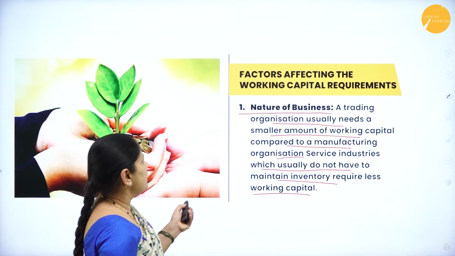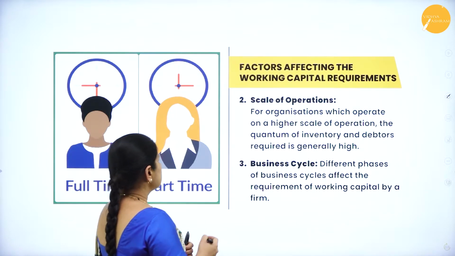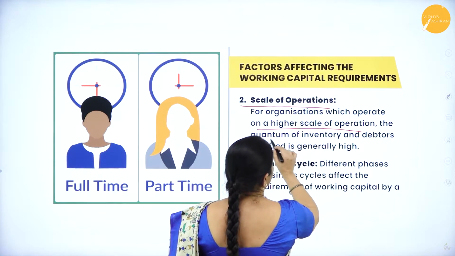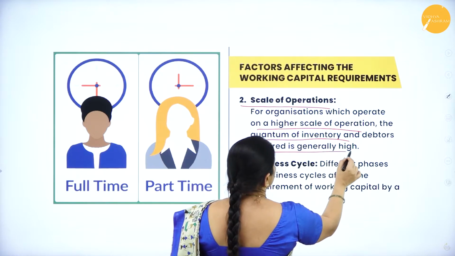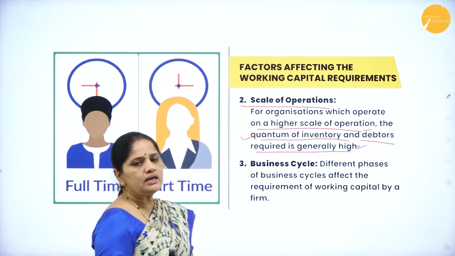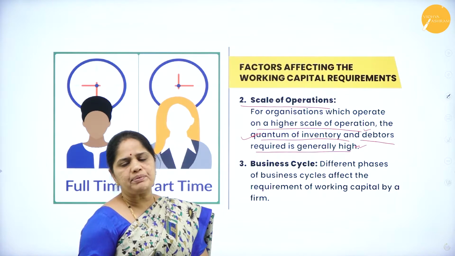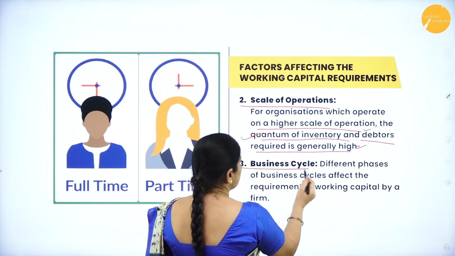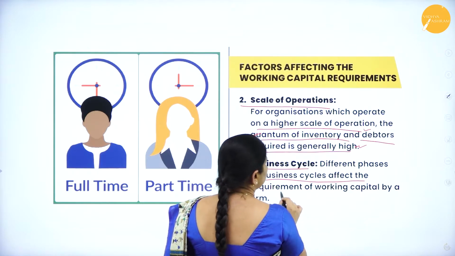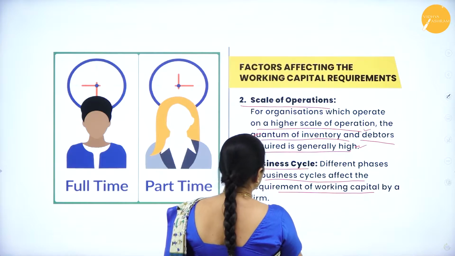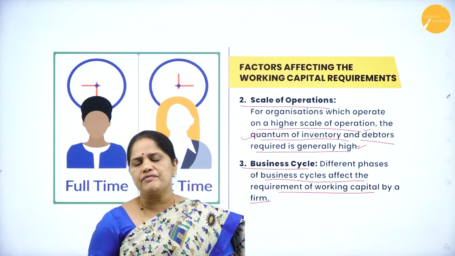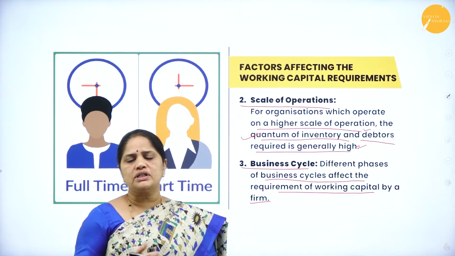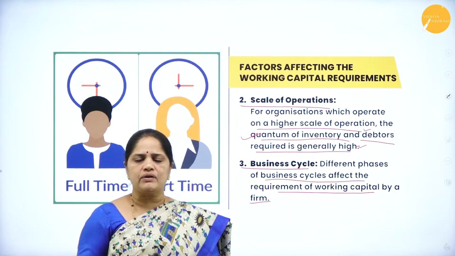Now, the next factor affecting the working capital requirement is the scale of organization. For organizations which operate on a higher scale of operation, the quantum of inventory and debtors required is generally high. So, depending on the scale of operation, the working capital requirement will be decided. Then, the next one is the business cycle. Different phases of the business cycle affect the requirement of the working capital of the firm. We all know that business cycles affect our business. When the business is in a boom period, there will be a lot of demand for the goods, as a result of which the working capital requirement will be more.